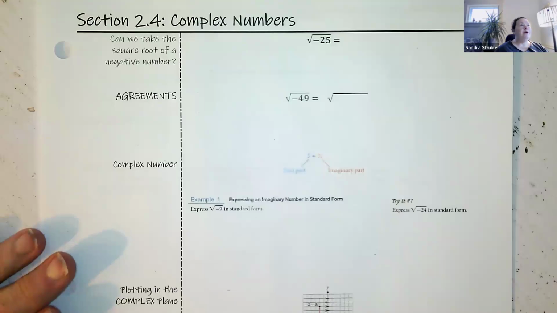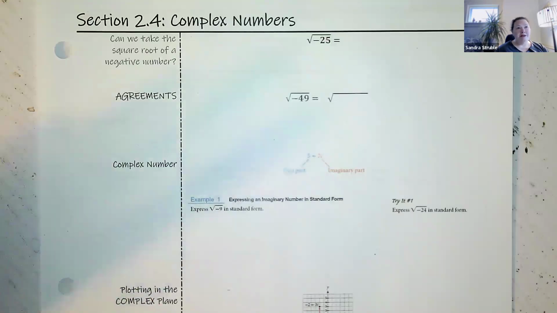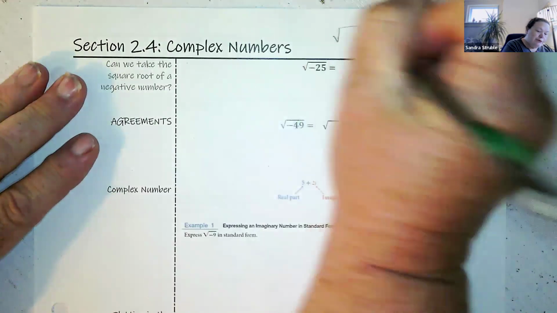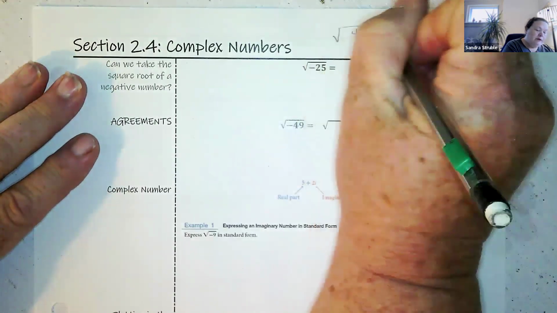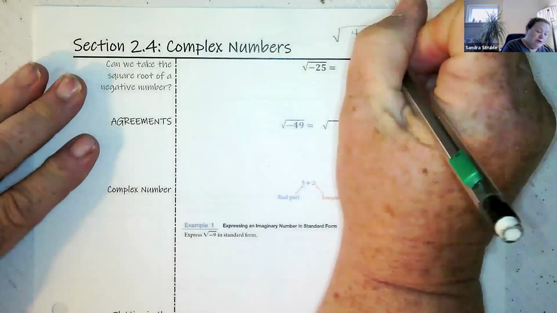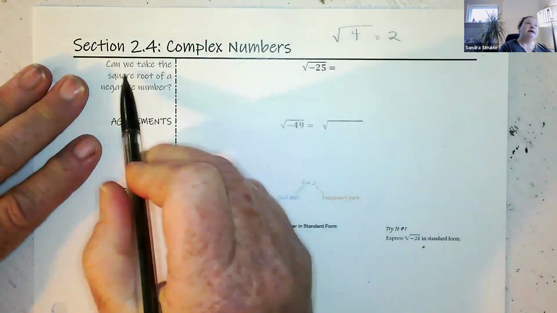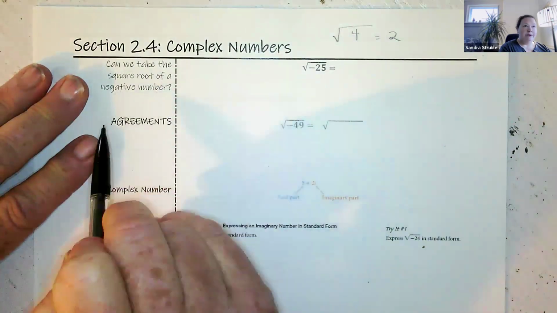So we know how to take the square root of a whole number, so a positive number. That would be like the square root of 4. And if you put that in your calculator, you'll get 2. But now we're going to talk about taking the square root of a negative number.